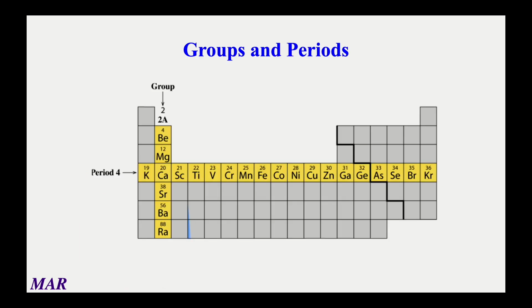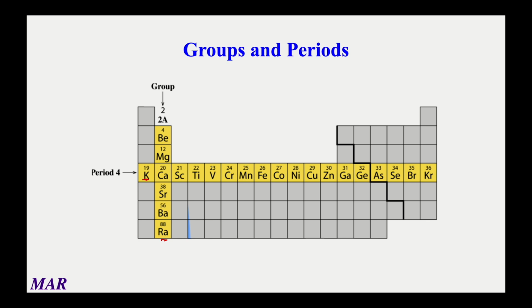Here's a better picture showing groups and periods. This is group 2A. It's starting with beryllium and going down to radium. Group 2A is called the alkaline earths. I'll talk about that later. This is a period. This is the 4th period.